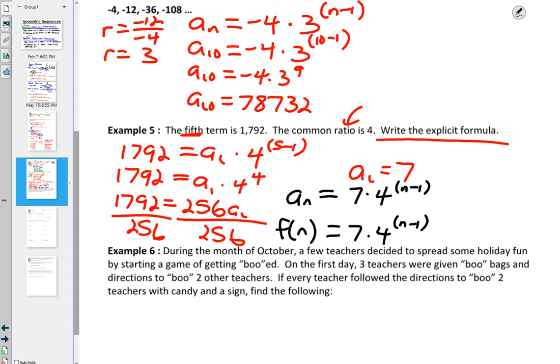If I then ask you to find, hey, what is the 54th term, what would you have to do? Put a 54 in front. That number's going to be too big. Your calculator might explode. Don't want that.